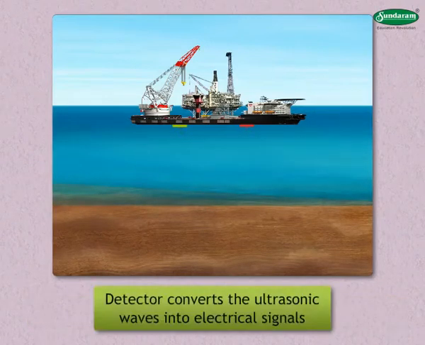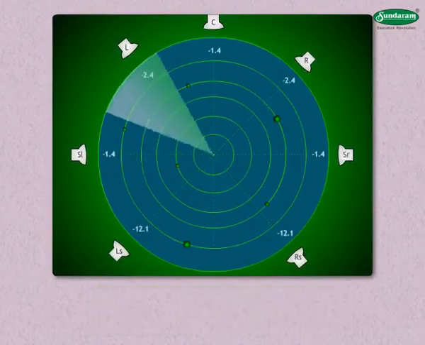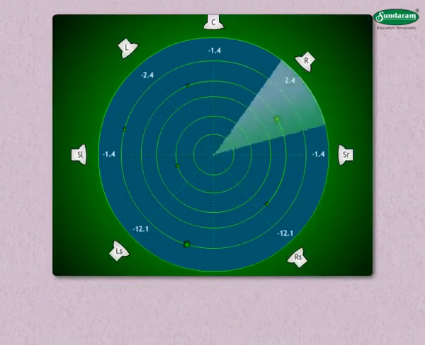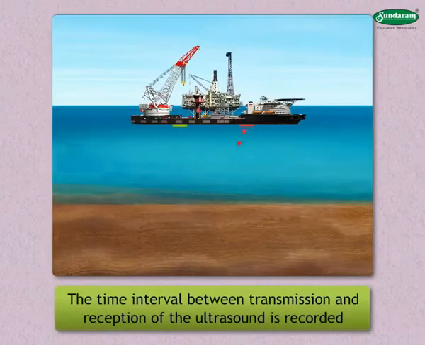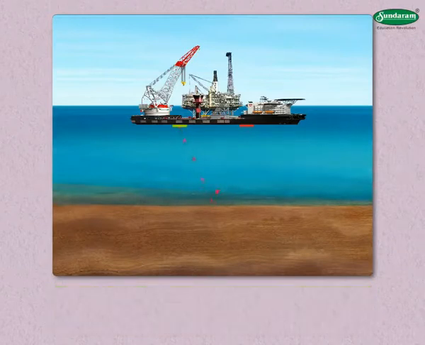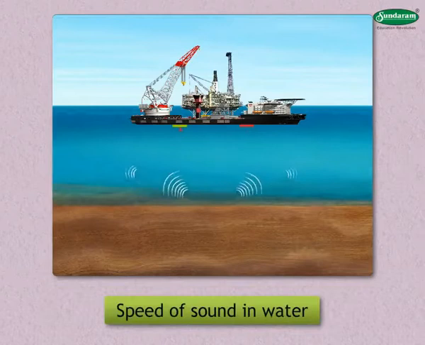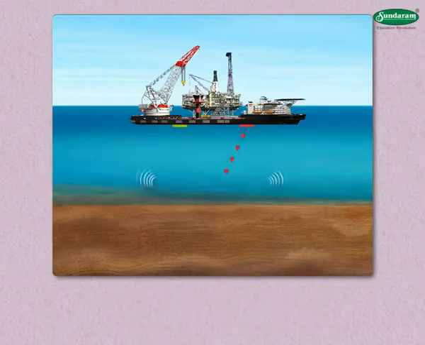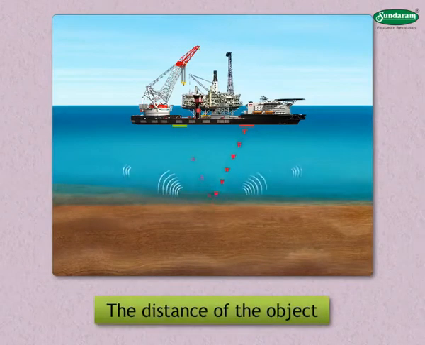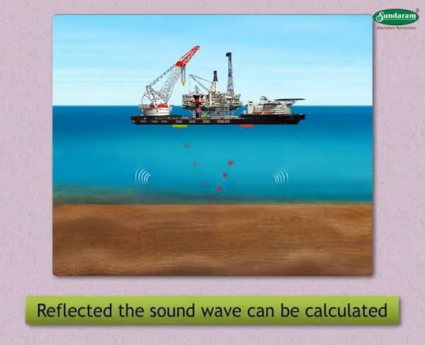The detector converts the ultrasonic waves into electrical signals which are appropriately interpreted. The time interval between transmission and reception of the ultrasound is recorded. By knowing the speed of sound in water and considering the above time interval, the distance of the object that reflected the sound wave can be calculated.